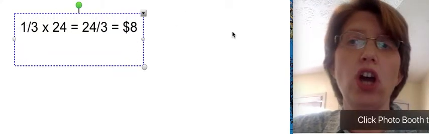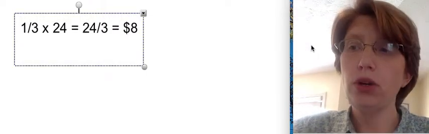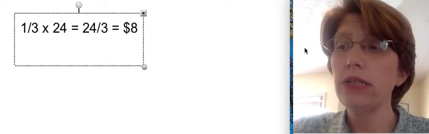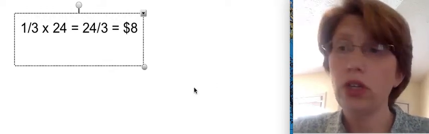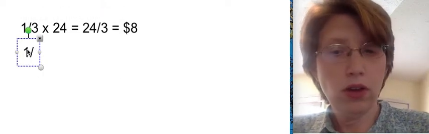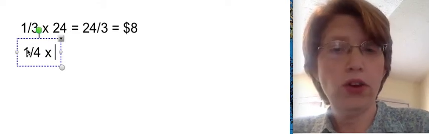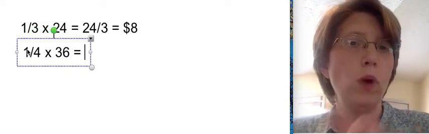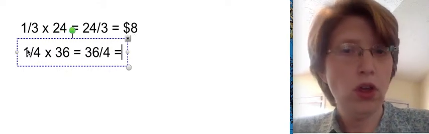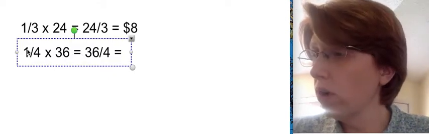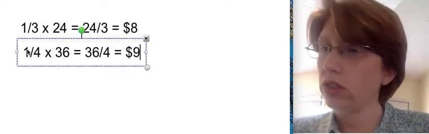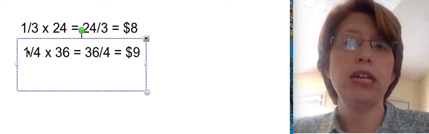Okay? Now, Nikki also purchased shoes on sale for 1/4 off. What is the discount Nikki received on a pair of $36 shoes? So it was 1/4 of $36. So 1 times 36 is 36 divided by 4. 36 divided by 4 is $9. So she received a $9 discount.